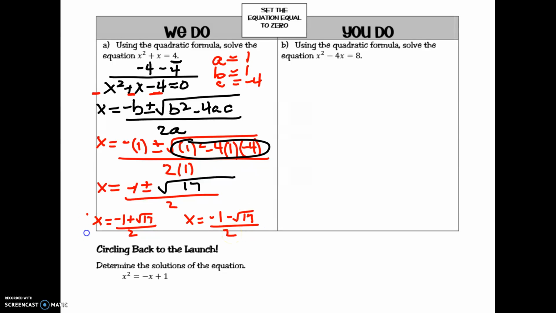I'm going to leave my answers like this because I know, based on the radicand of 17, that these are going to be irrational roots. So there's no point to try and simplify them because I would need to round.